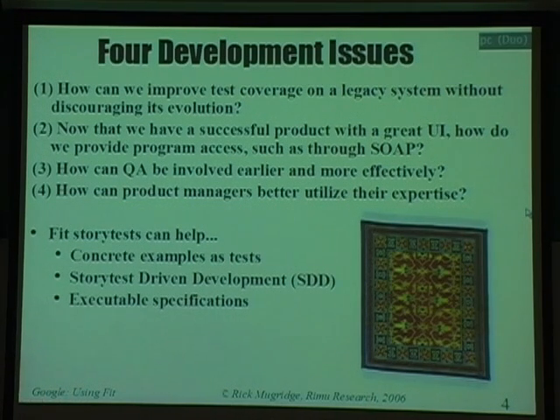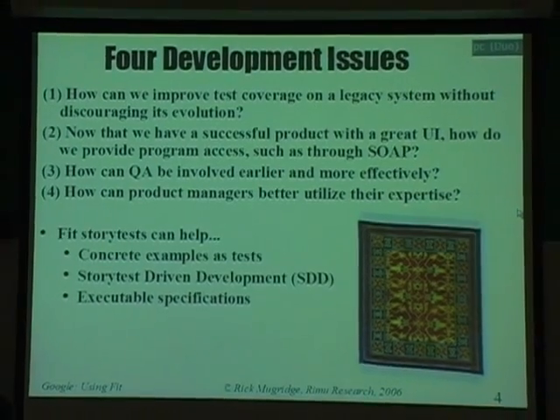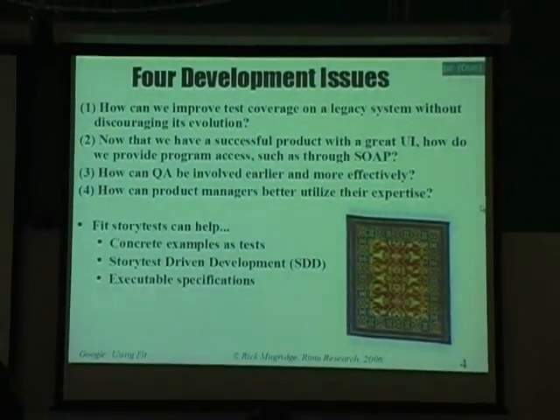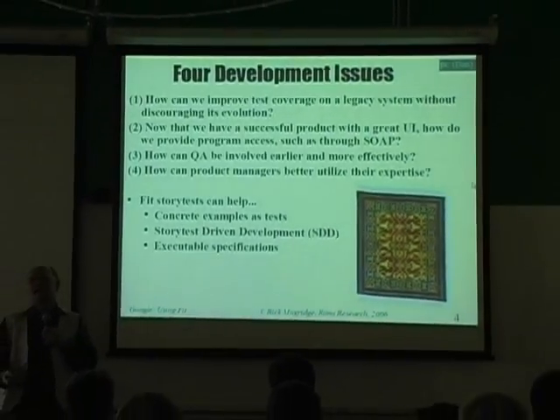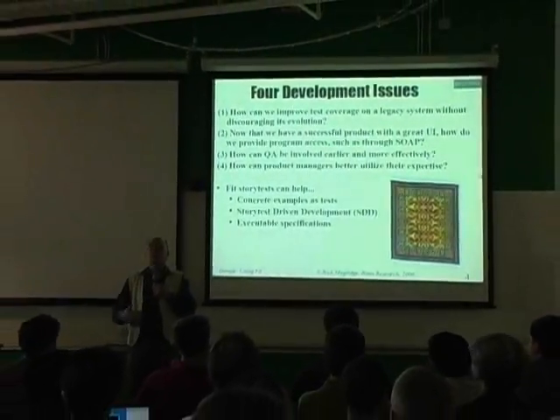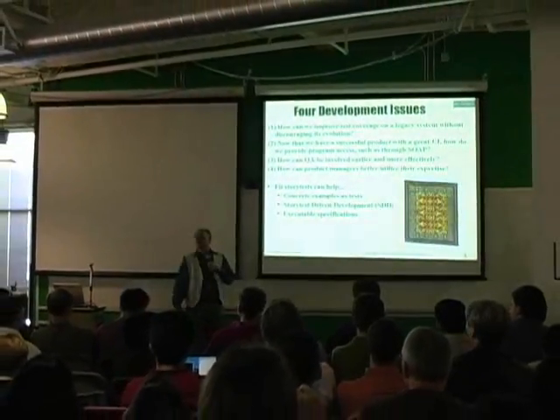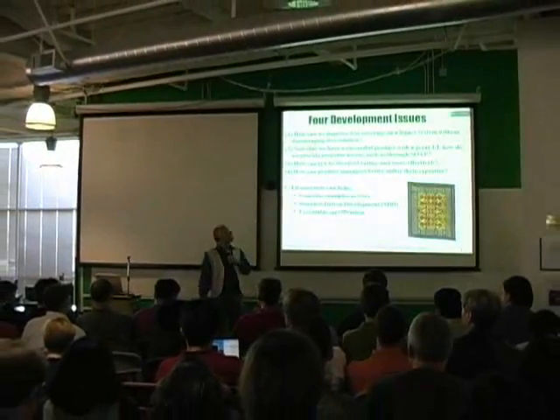The next one is QA. It tends to happen in most shops at the end of the process, and there can be quite a delay from when a problem has actually been entered into a system, whether it's a misunderstanding or a bug or whatever, until it's found. So how can QA be involved earlier and more effectively?